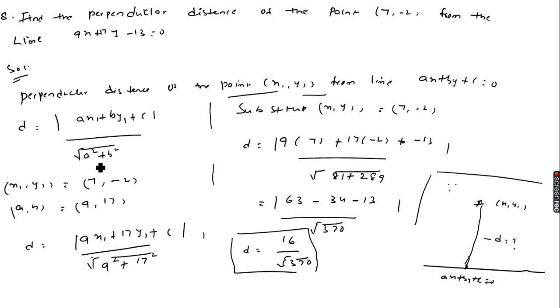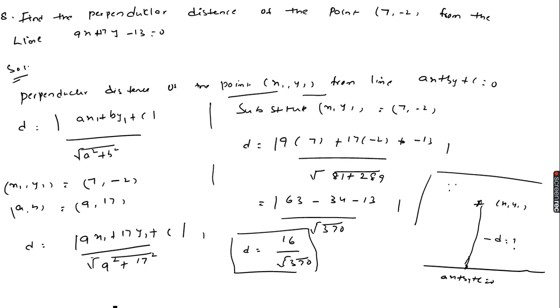So just what is that given point? The given point is (x1, y1) equal to (7, -2) and (a, b) equal to (9, 17). So that is nothing but 9x1 + 17y1 + c, which is nothing but -13, by root of 9 square plus 17 square. So we simplify, we get 16 by root 370. So what is the concept? The concept is the distance from point to the line, the perpendicular distance.